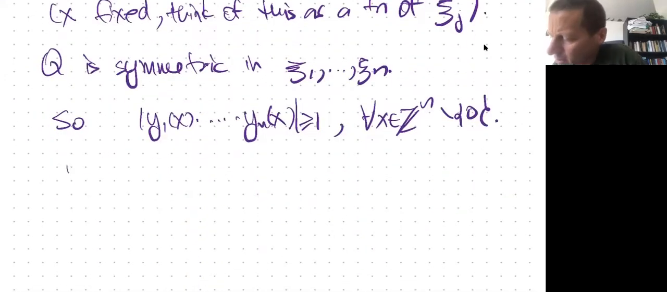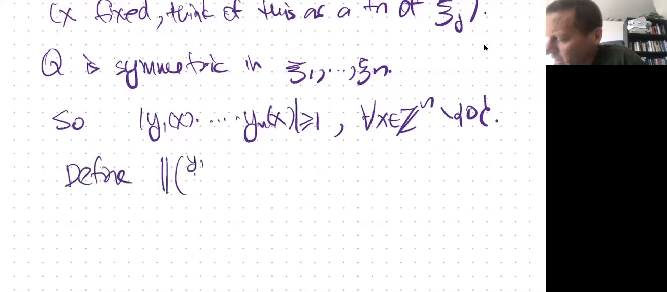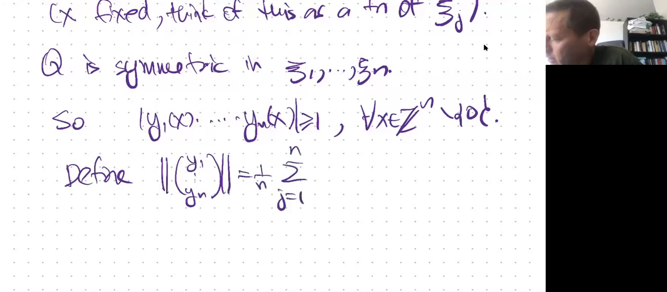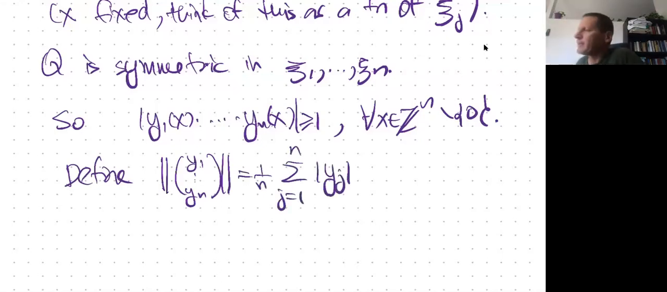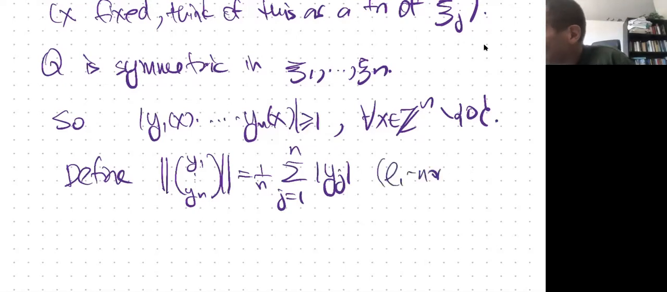So the norm of a vector y1 up to yn is 1 over n times the sum of the absolute values of yj. That is, the L1 norm divided by n.